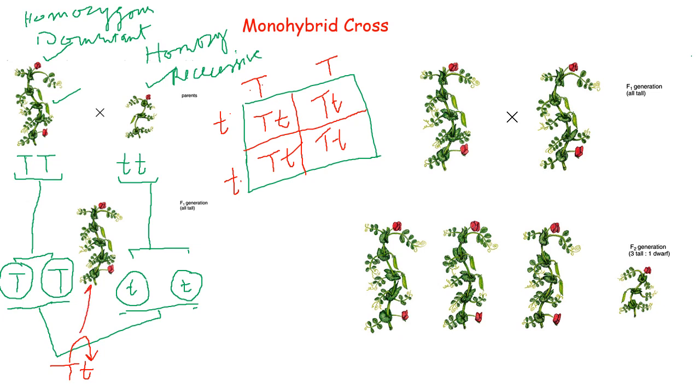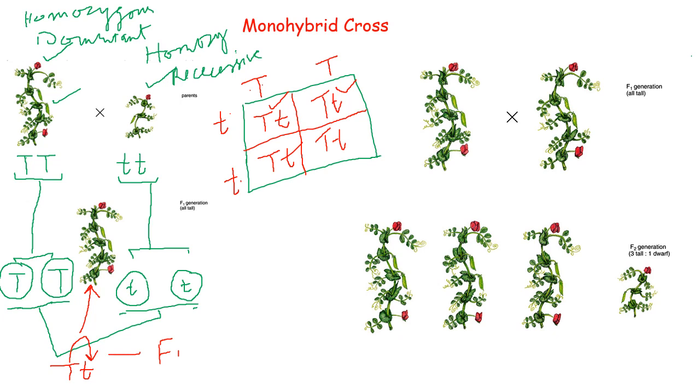All the plants will be tall. Now we had two parents. One parent was tall and another plant was dwarf. When we cross them, all the plants in the F1 generation are tall because they have the genotype capital T small t, and since capital T is responsible for the tallness of the plant and is dominant toward the recessive allele small t, all the plants will be tall.